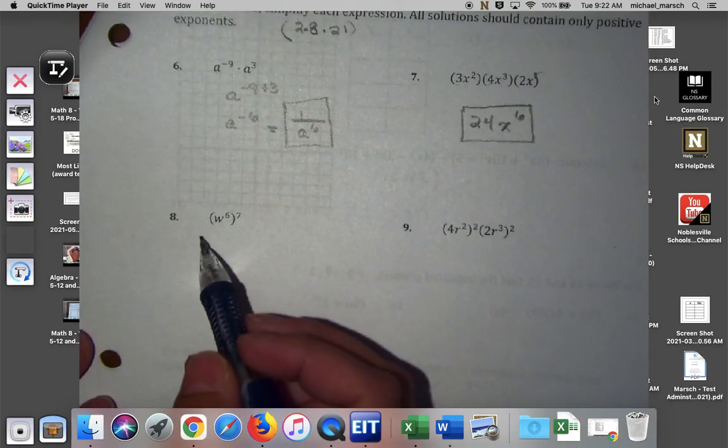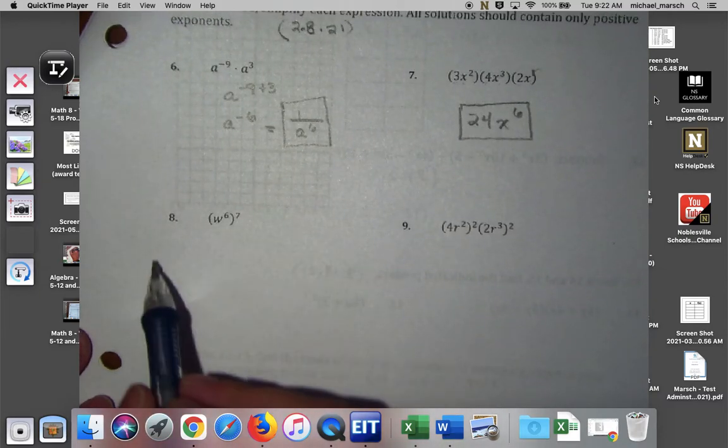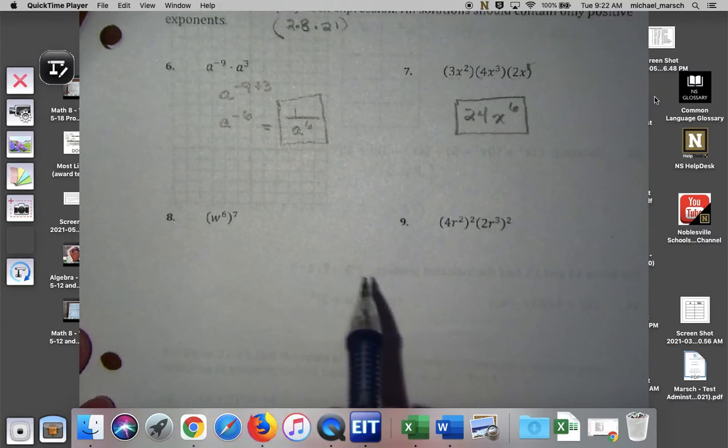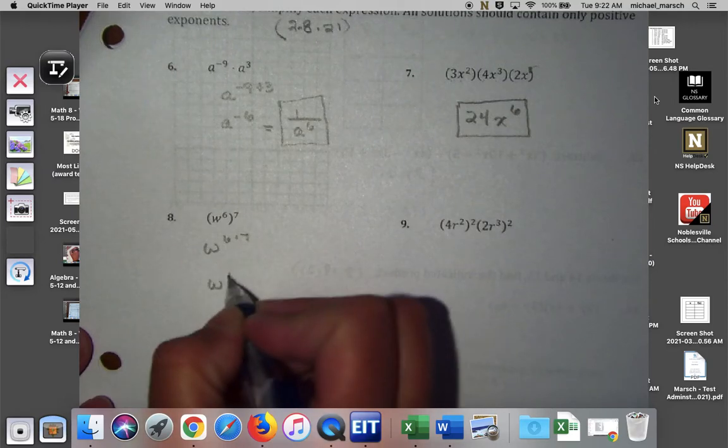Number 8, remember this is like saying w to the 6th times w to the 6th 7 times. So instead of writing all those out and adding all the 6s up, we can just do 6 times 7. And we get w to the 42nd.